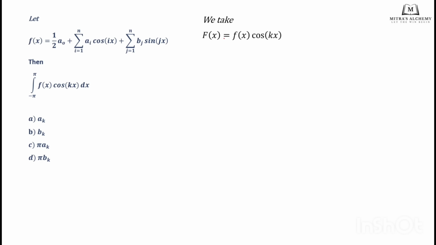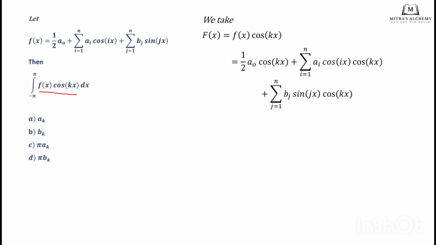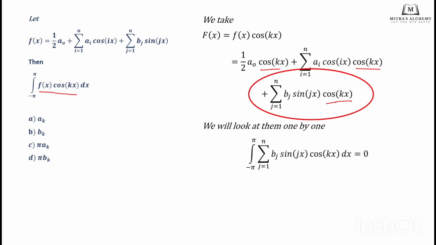I have taken capital F(x) equal to small f(x) times cos kx, which is the exact integrand. When I expand the terms, it looks like this, but every term is multiplied with cos kx. This looks really big, so we look at the terms one by one. Let's begin with the last term first. And this term, when I integrate, should give me 0.